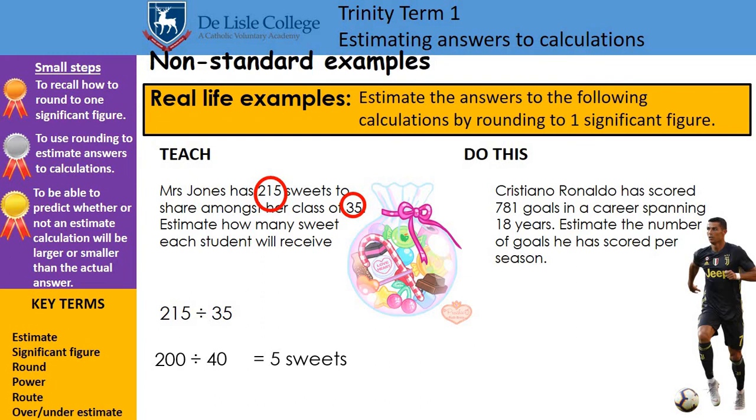Right, good. Cristiano Ronaldo has scored 781 goals in a career spanning 18 years. There are key numbers. Estimate the number of goals he has scored per season. So again, it's a sharing question, a division. So we actually do 800 divided by 20, and you get 40 goals a season, which is absolutely ludicrous if you're a football fan. That's amazing.